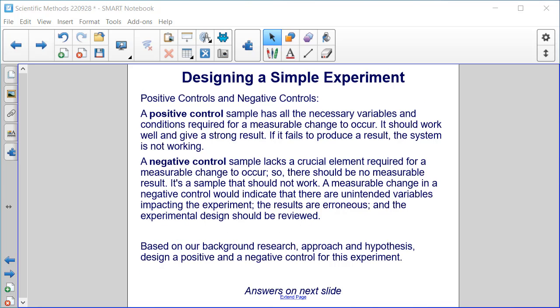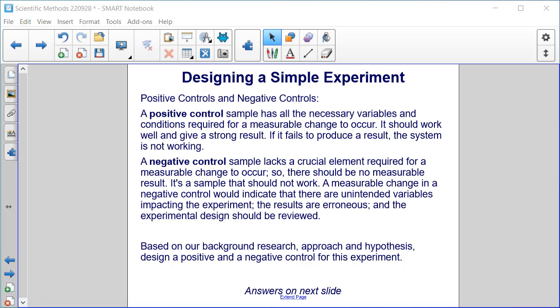Designing a simple experiment: positive controls and negative controls. A positive control sample has all the necessary variables and conditions required for a measurable change to occur. It should work well and give a strong result. If it fails to produce a result, the system is not working.